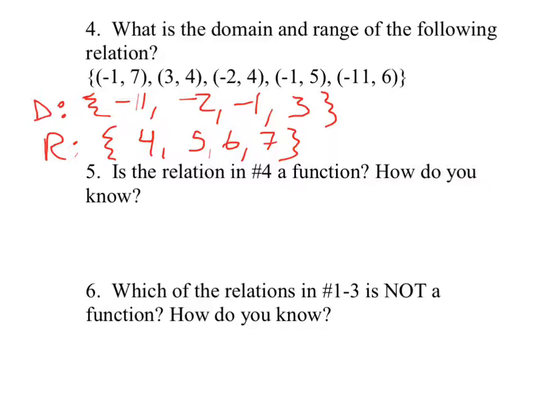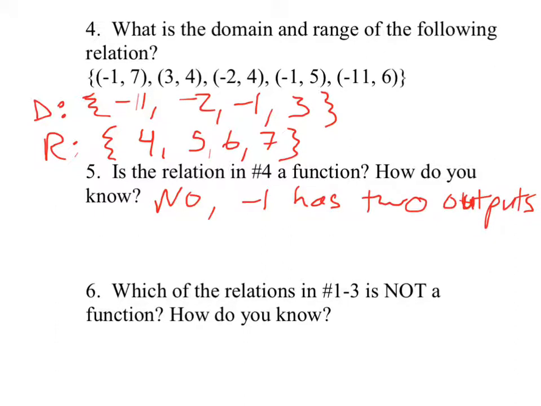Is the relation a function? How do you know? Well, a relation is a function if each x value gets assigned exactly one y value. But something I noticed right here, negative 1, 5 and negative 1, 7, those are two different y values for a single input, negative 1, and so this one is no. And you can say negative 1 has two outputs, or two assignments. I'll say two outputs. So that would be no on the function question.